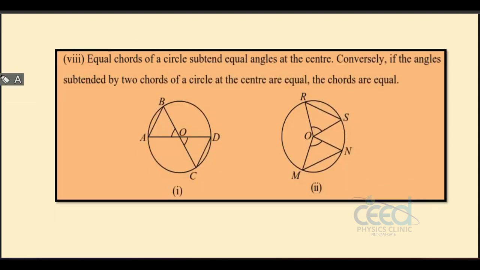Next point is equal chords, right? Equal chords of a circle subtend equal angles at the center.